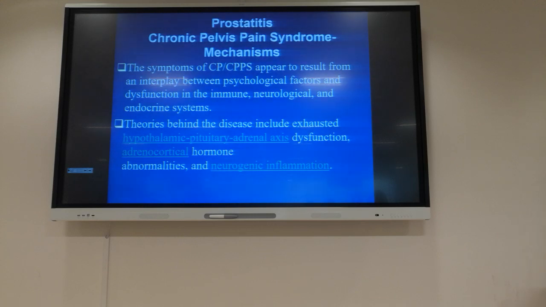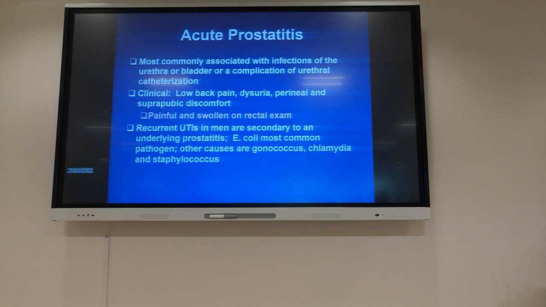And the symptoms that appear in those patients are an interplay between psychological factors and dysfunction in the immune, neurological, and endocrine systems. So obviously it's a pretty complicated picture. And the theories behind it, we can only postulate why this is happening: hypothalamic-pituitary-adrenal axis dysfunction, adrenocortical hormone abnormalities, and neurogenic inflammation. Pretty tough deal, right, for something that is the most common form of chronic prostatitis in men. So that is what I can tell you.